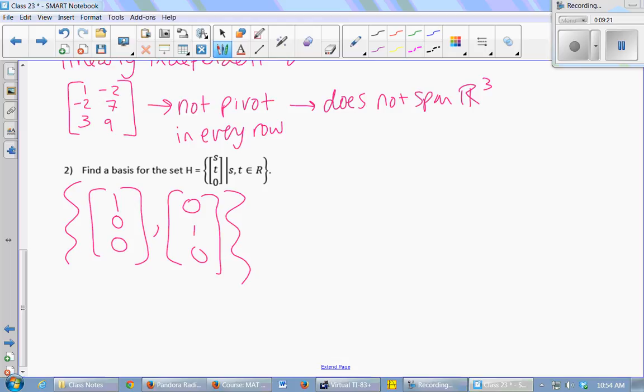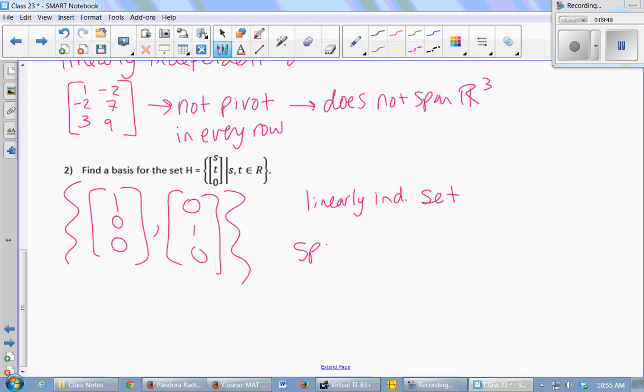Are those two vectors linearly independent? Yes, they are. Right, one is not a multiple of the other. Is the span of those two vectors equal to the set H? Yes, linear combinations of those two vectors create vectors that look like some number, 0. So this is a basis. It's a linearly independent set.